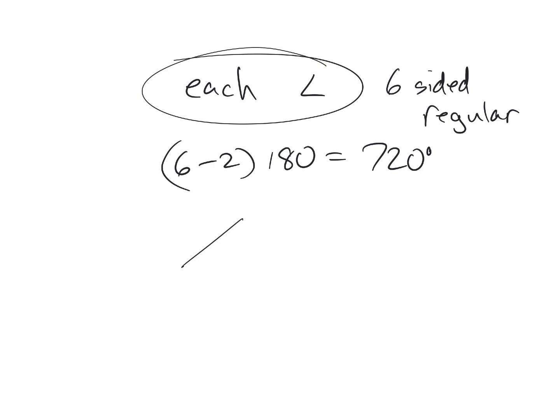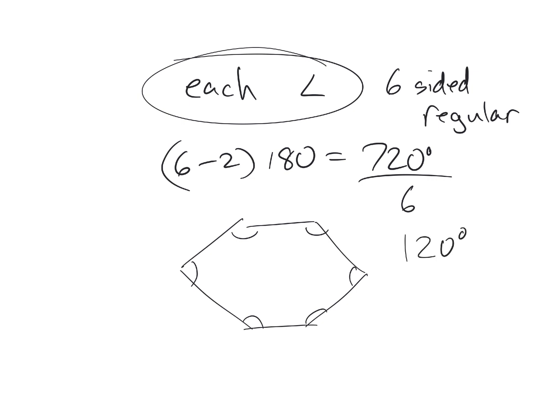So you have a six-sided figure. So what is each of these angles? It says regular, which means all the angles are the same. So don't you just divide it by 6 to get what each one is? Yeah. Which is 120. That's the answer.